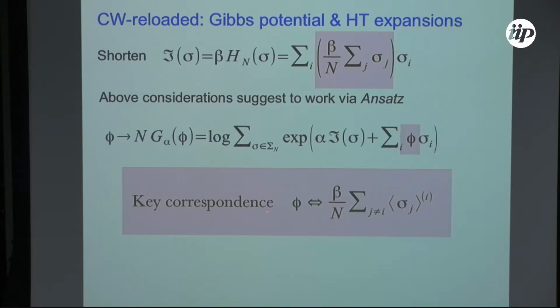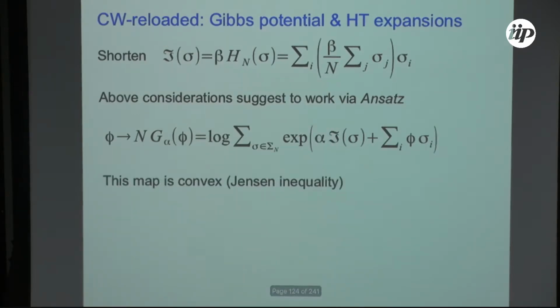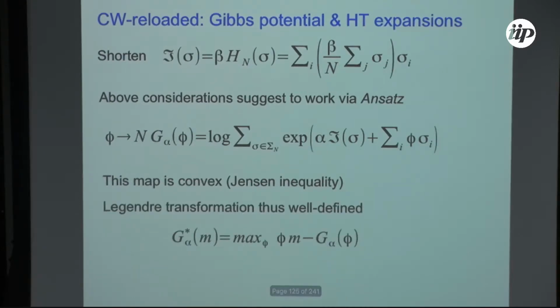The key correspondence is that phi should morally correspond to the mean of the effective fields under the Gibbs measure. And alpha I will use as an expansion parameter. It will be a number between 0 and 1. Now, this is a map on phi, and alpha will be chosen later. This map, of course, is convex by Jensen's inequality, so the Legendre transform of a convex function is well defined.